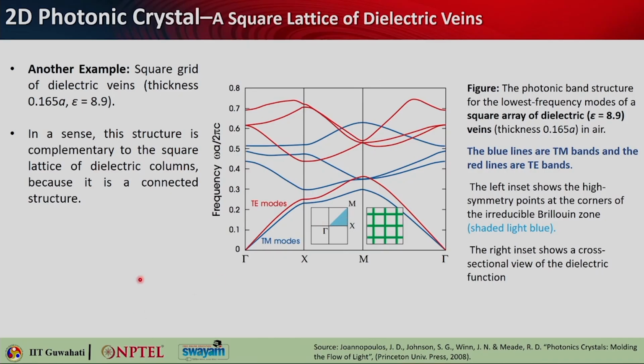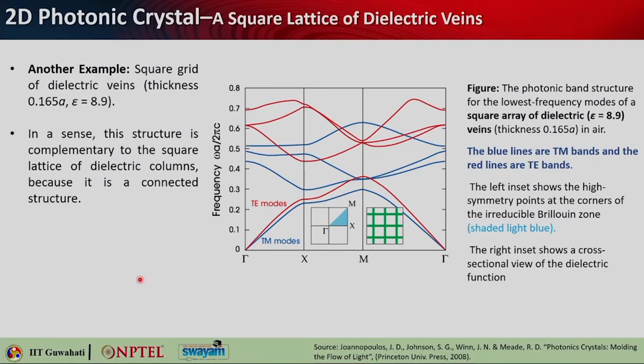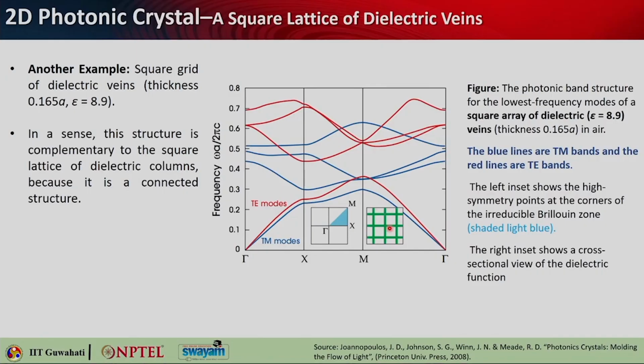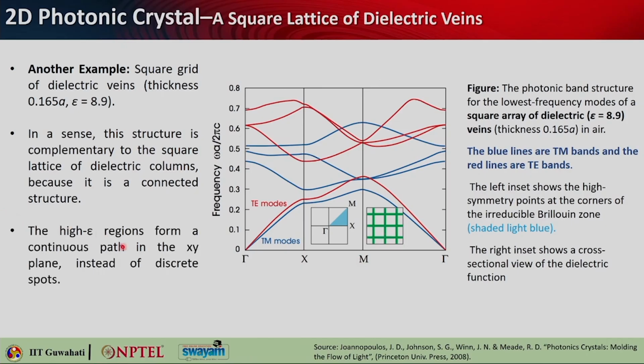If you think of this structure, it is basically complementary to the square lattice of dielectric columns, because this is a connected structure. In the previous case it was a disconnected structure, where all the dielectric rods were disconnected. Here all the dielectric material is connected. So, this is a complementary structure. Here the high permittivity regions form a continuous path in the xy plane instead of discrete spots. The reverse happened in the previous structure.